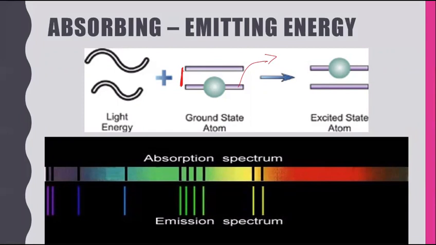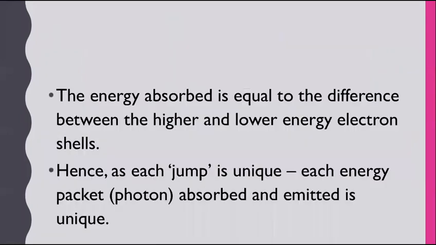So here is that statement. The energy absorbed is equal to the difference between the higher and the lower energy electron shells. Hence, each jump is unique. Each energy packet, each photon absorbed and emitted, is unique. And that's the end of our intro.